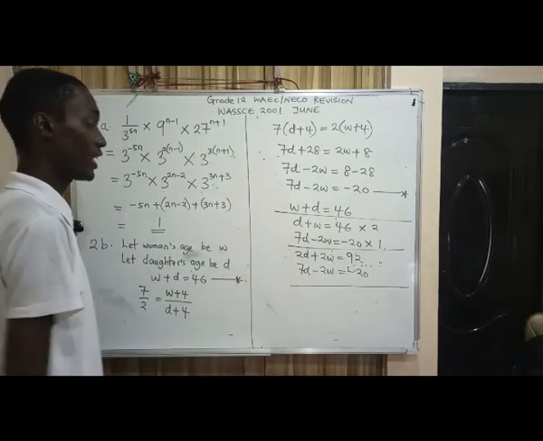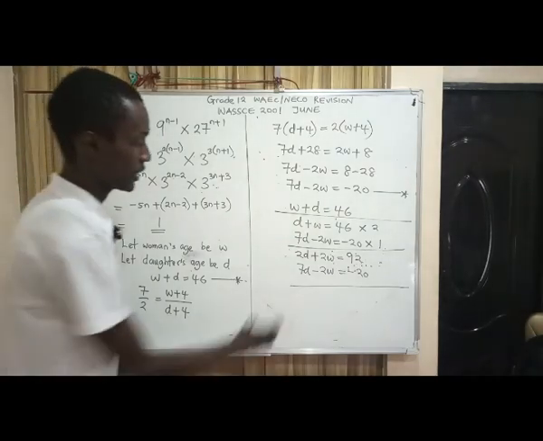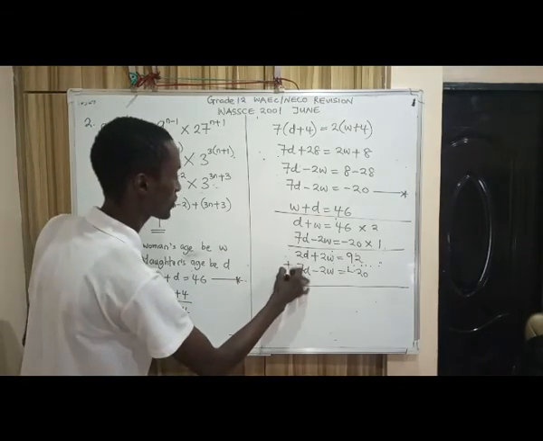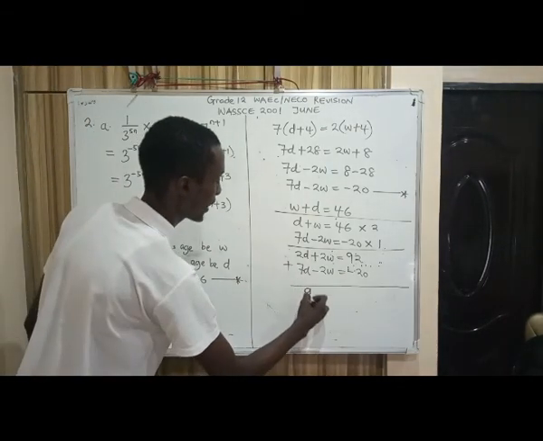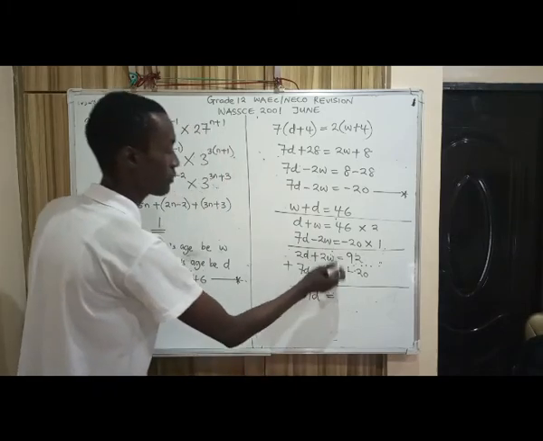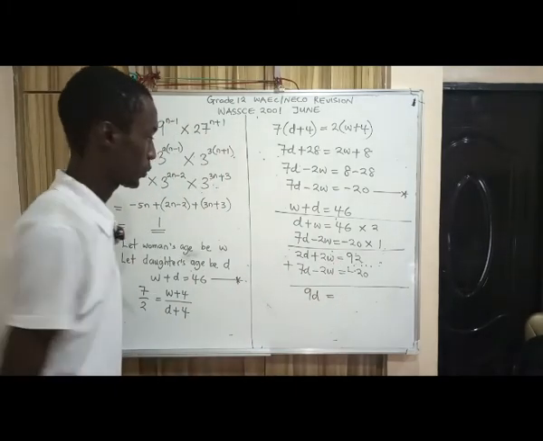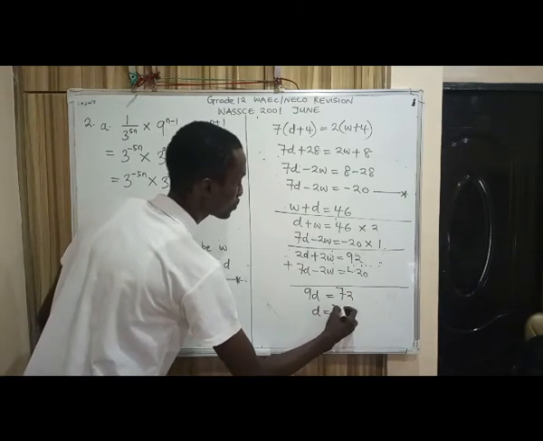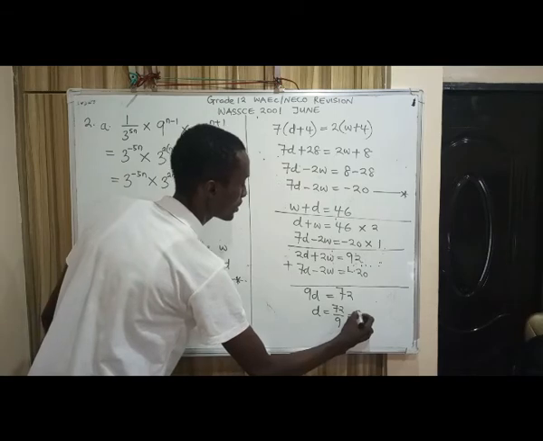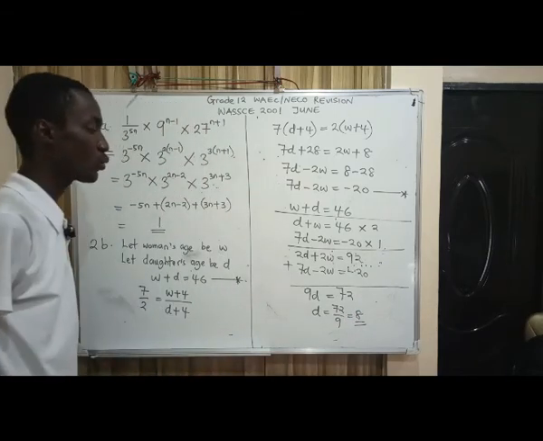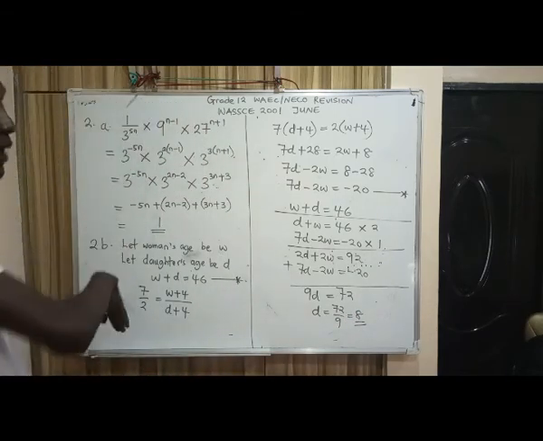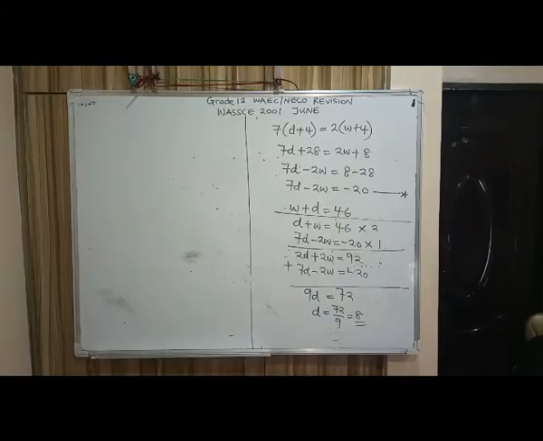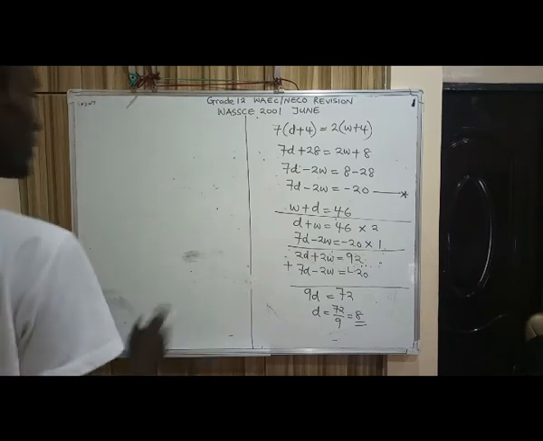So at this point, I can eliminate by addition. This is positive, this is negative, so I'm going to eliminate by addition. I'm going to have 9d equal to, because by elimination these w's will go, 72, which means that d will be equal to 72 over 9, and that is 8. So I've gotten d to be 8.